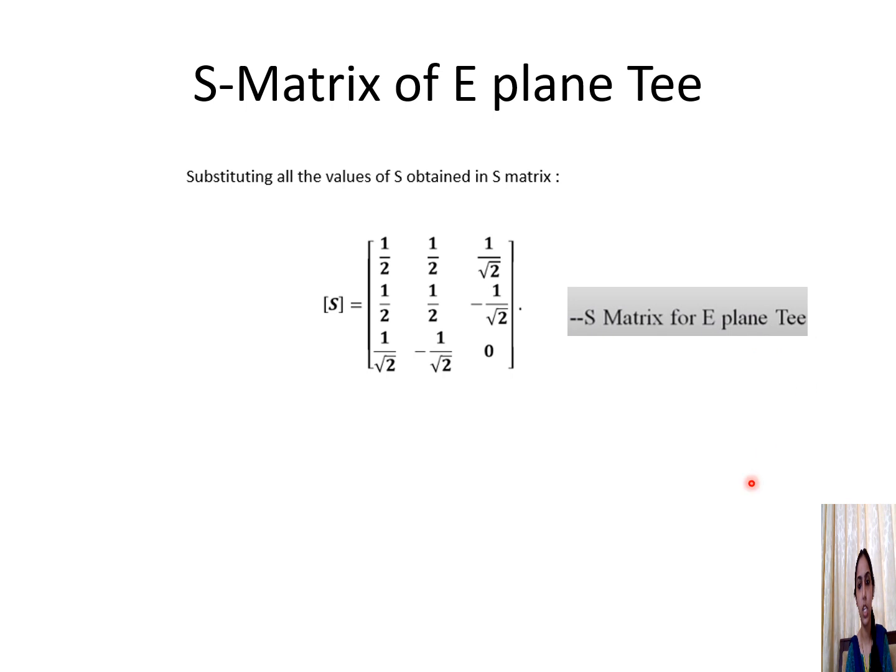So in this lecture we have understood what is the concept and the need of a waveguide T junction. Okay, and what do you mean by an E-plane T? Its construction, its properties. Okay, why it is called an E-plane T, and we have finally formulated the S matrix for an E-plane T. So in the next section we will be seeing about H-plane T.